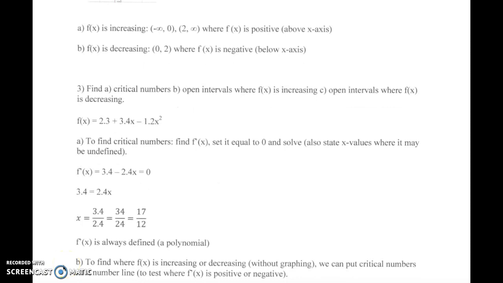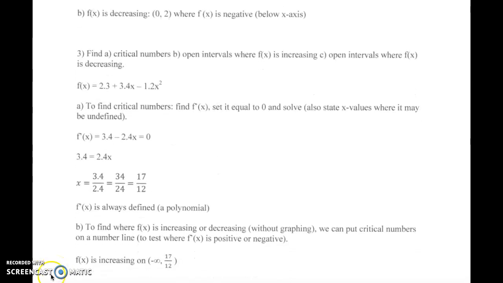We want to find where f of x is increasing or decreasing without graphing. So we put our critical numbers on a number line to test. Our critical number here is 17/12, because this is the only critical number we came up with on this quadratic function. We know there should only be one turning point, because any quadratic function is a parabola. It only has one turning point.